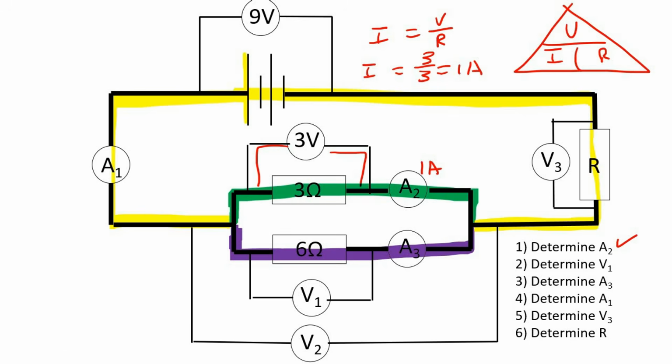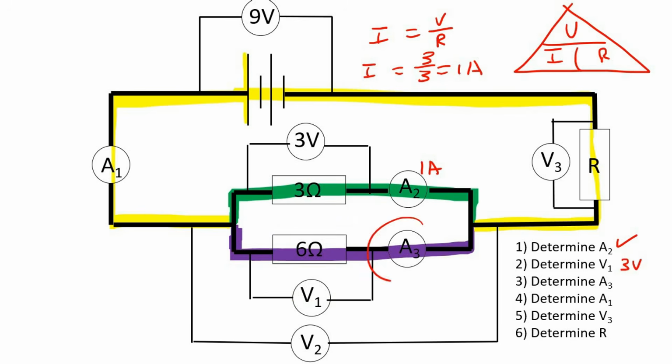Fantastic. The next one says calculate V1. Now V1 is over here. We know that in parallel, the pathways have the same voltage. So this pathway has a voltage of 3, and that means this pathway would also have a voltage of 3. So V1 would be 3 volts.